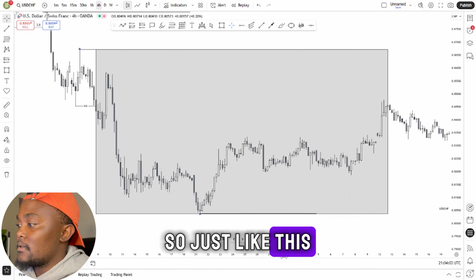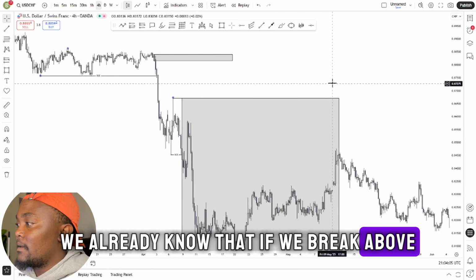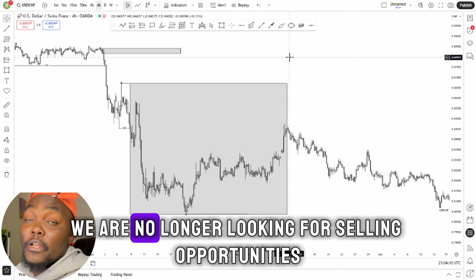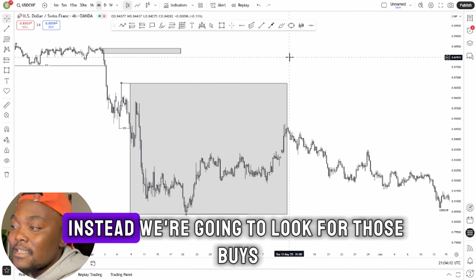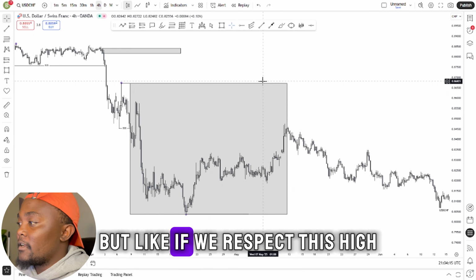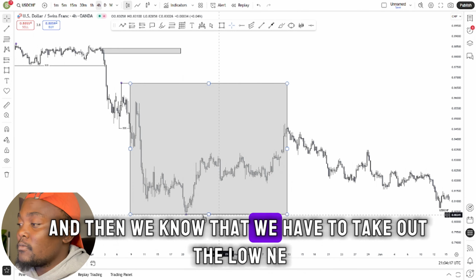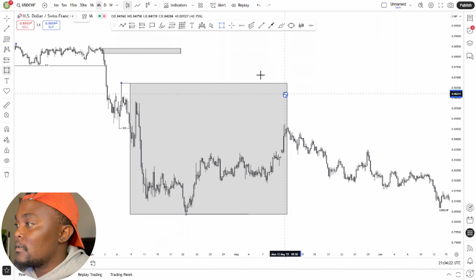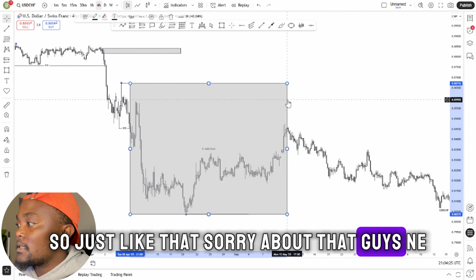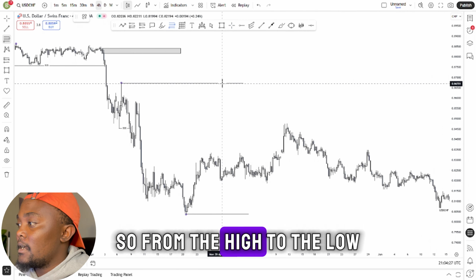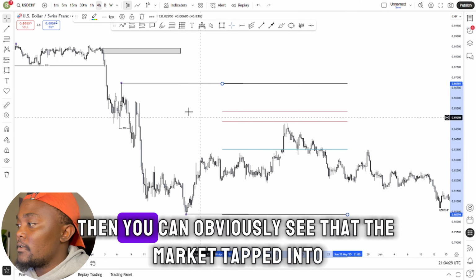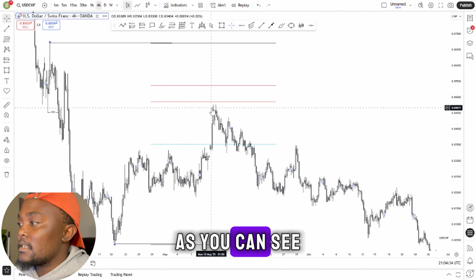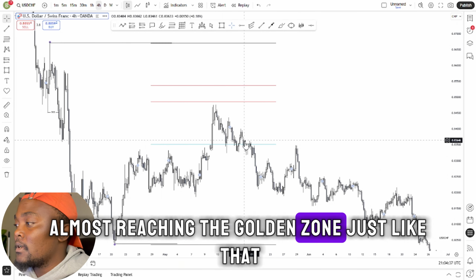So just like this, we already know that if we break above this area here, we are no longer looking for selling opportunities. Instead, we're going to look for those buys. But if we respect this high, then we know that we have to take out the low, né? So I'll just remove that and then use our fib tool. So just like that. Sorry about that, guys. Now, from the high to the low, you can obviously see that the market tapped into that 0.5 level. As you can see, almost reaching the golden zone, just like that.